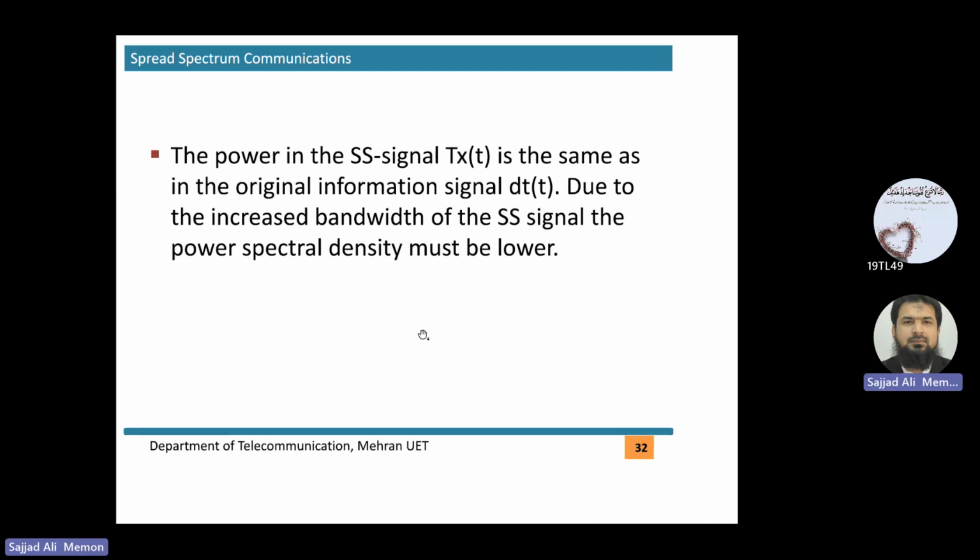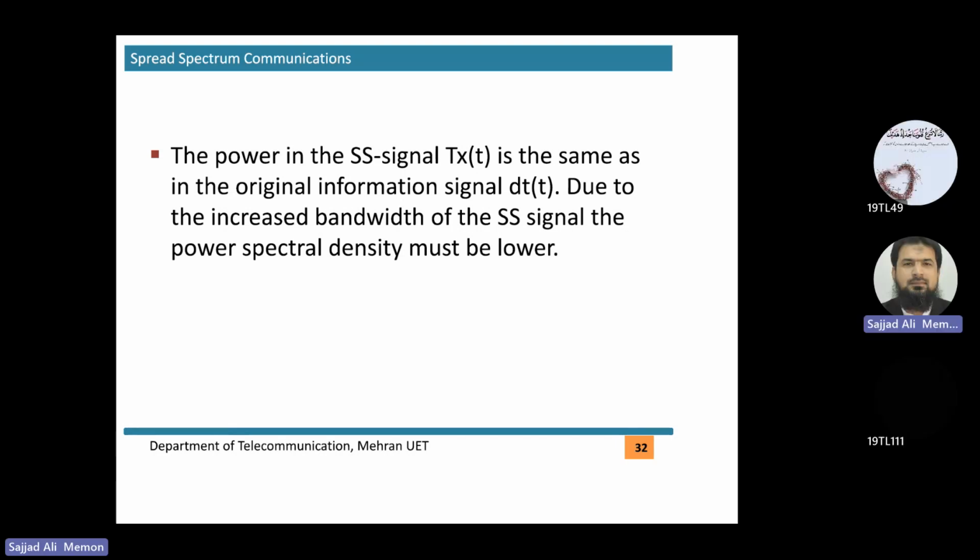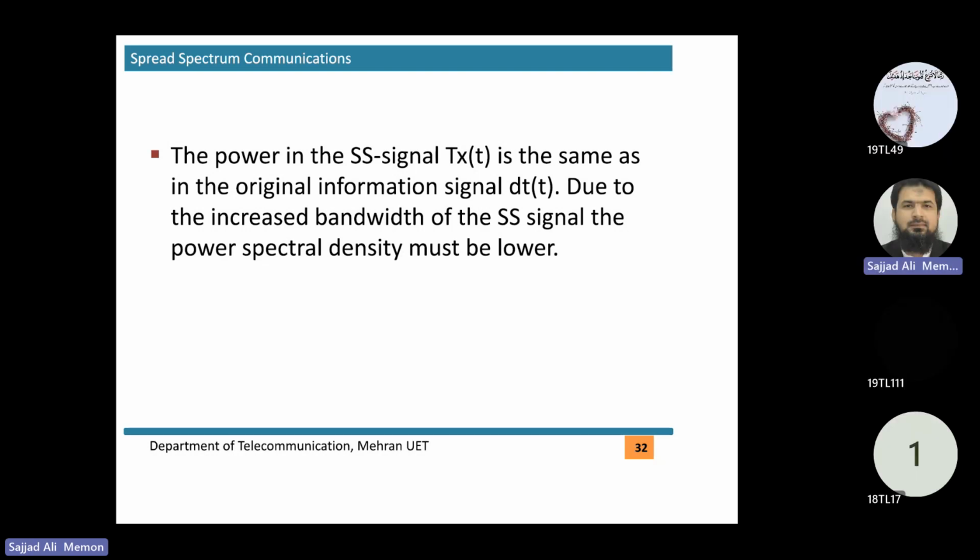So let's continue where we left. The power in the spread spectrum signal that was transmitted is the same as in the original information signal d(t). Due to the increased bandwidth of the spread spectrum signal, the power spectral density must be lower.